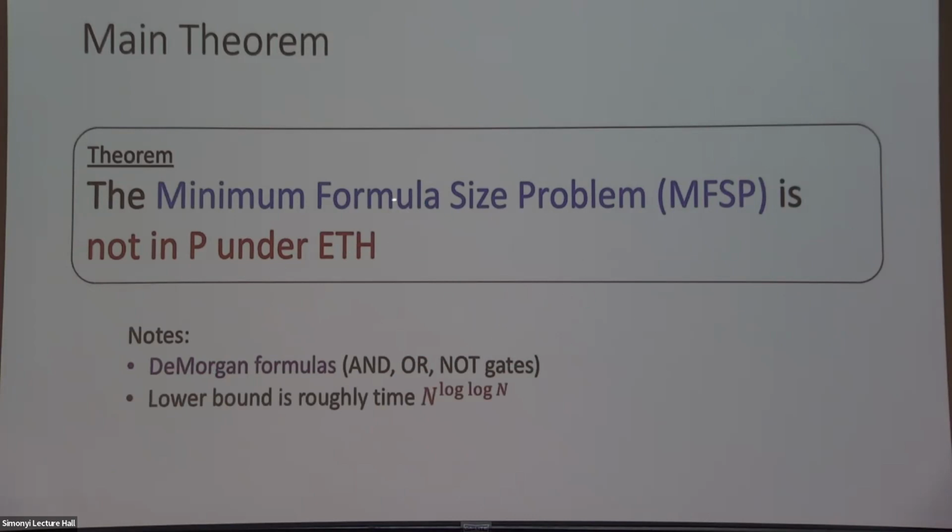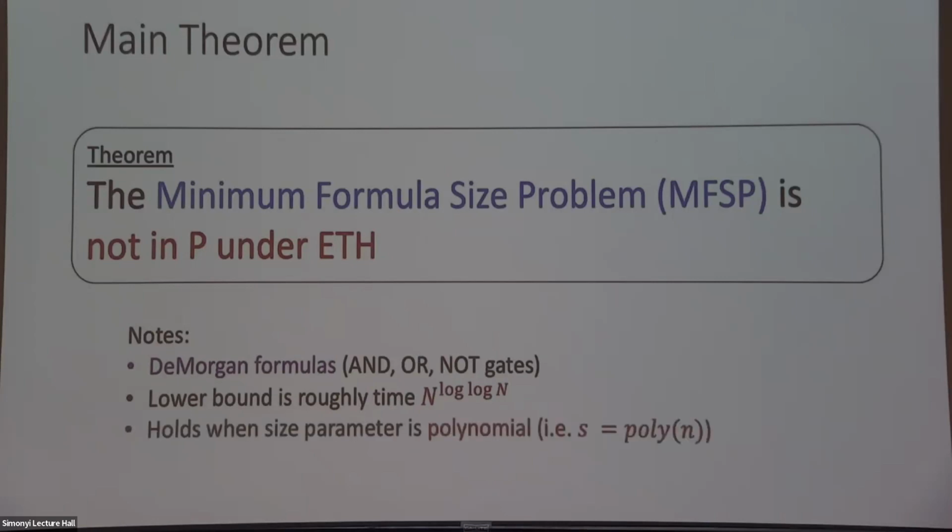Another thing is you can ask, okay, how not in P do we show this problem is? And it's just barely not in P. So I can show that it's not in time n to the log n, which is so close to polynomial, but it's not. So the lower bound is in time n to the log n. Remember, this capital N here is the length of the input.